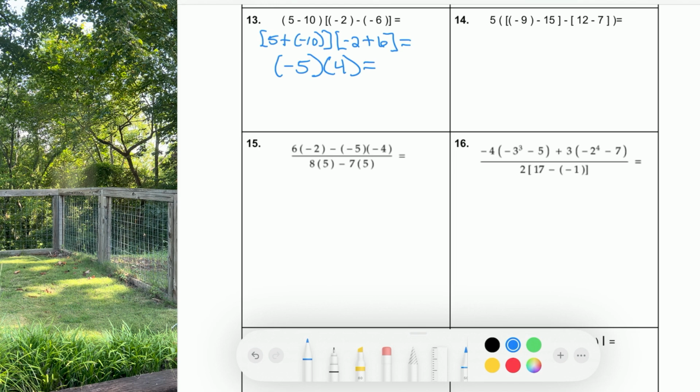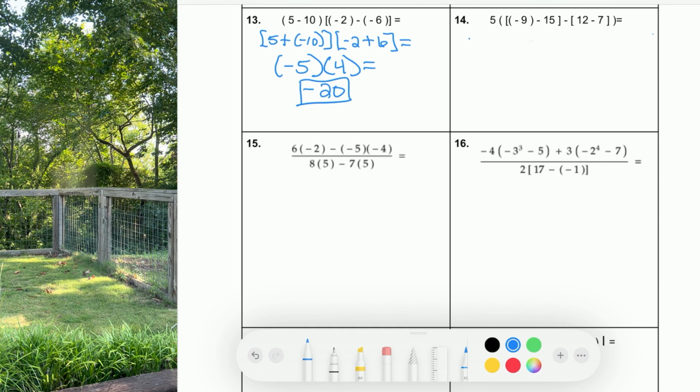Negative 5 times 4 gives me a negative 20. Number 14, we have 5, and then in brackets right here, we're going to do keep it, change, change. I have negative 9 plus negative 15. Then I have 12 minus 7, which is 5.